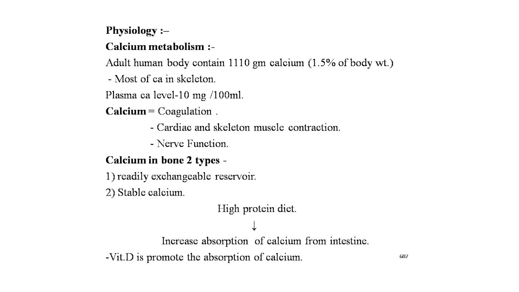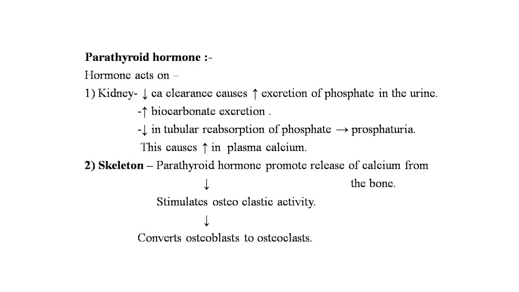A high protein diet increases the absorption of calcium from the intestine. Vitamin D promotes the absorption of calcium, and early morning sun rays are a good source of vitamin D. Parathyroid hormone acts on the kidney, decreases calcium clearance, increases the excretion of phosphate in the urine, increases bicarbonate excretion, and decreases tubular reabsorption of phosphate, causing phosphaturia. This causes an increase in plasma calcium.